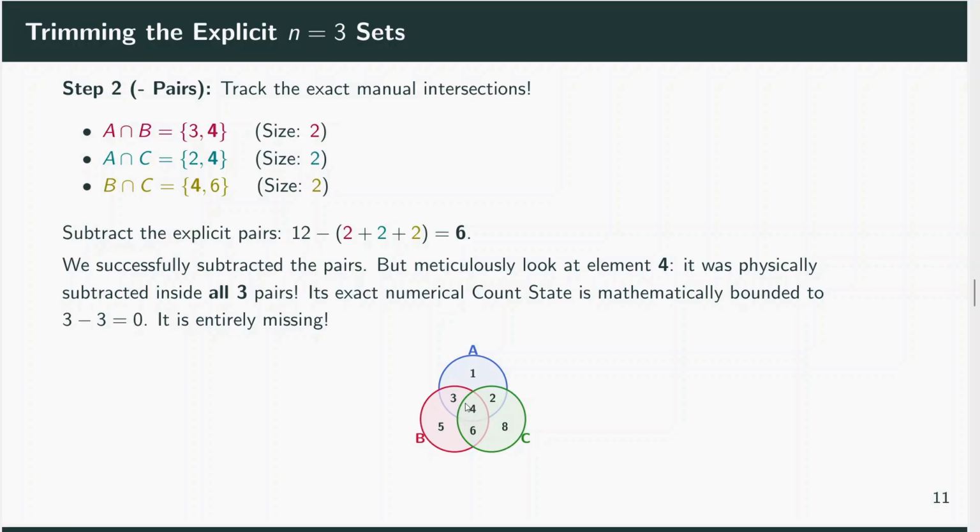It has been subtracted once for each pairwise intersection it belongs to, and since it belongs to all three pairwise intersections, it was hit by all three subtractions. 3 minus 3 equals 0. It vanished entirely. Our running total of 6 is still wrong because element 4 is not being counted at all. We need to rescue it, and that is exactly what step 3 is for.